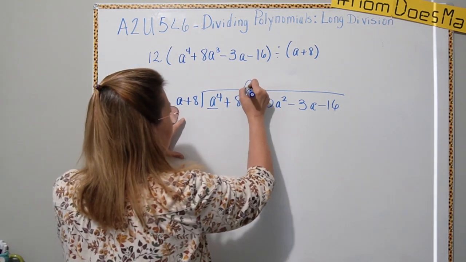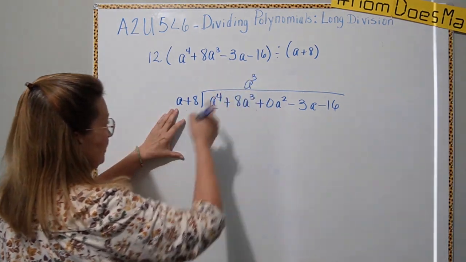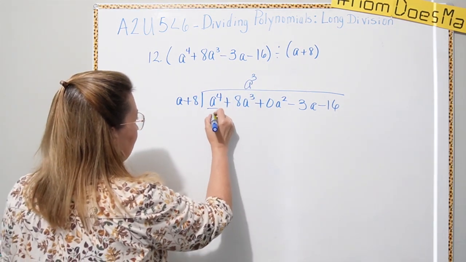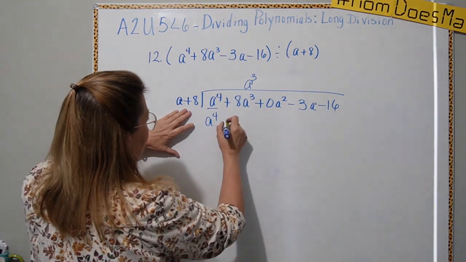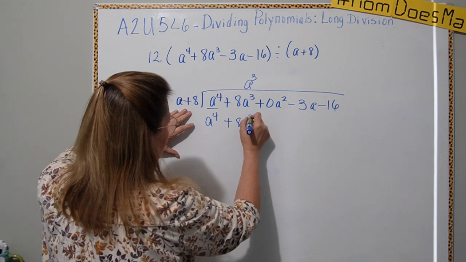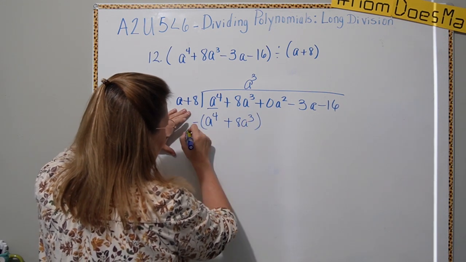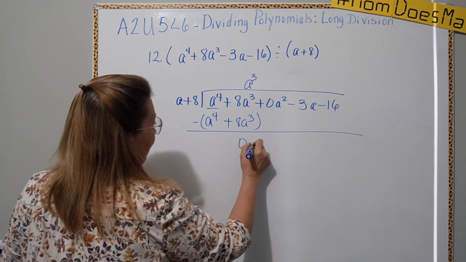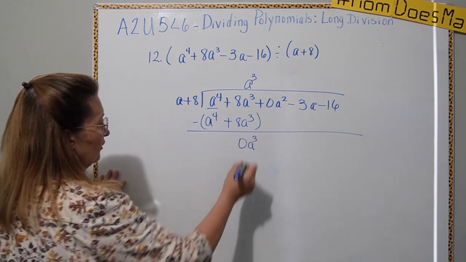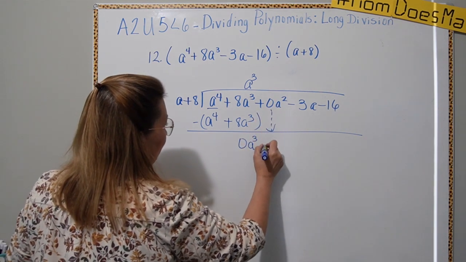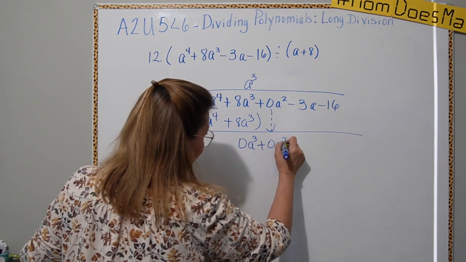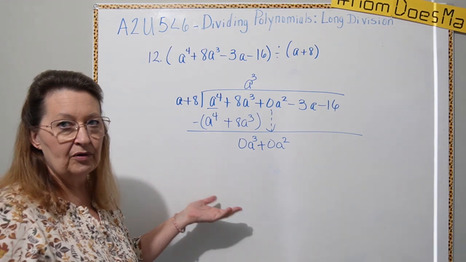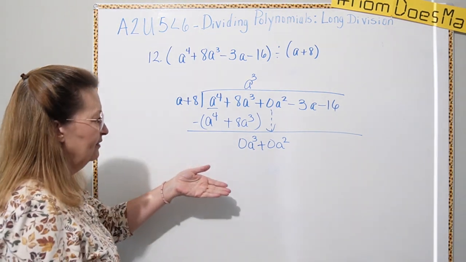A to the third, and we're going to put it up here over its matching exponent. Now we're going to multiply. A to the third times a is a to the fourth. A to the third times 8 is 8a to the third. And then we're going to subtract. So now, these all cancel out. So what I have here is 0a to the third. I'm going to bring this down, which is weird, but you know, just work with it. 0 is a number. You can subtract or add with or without 0.